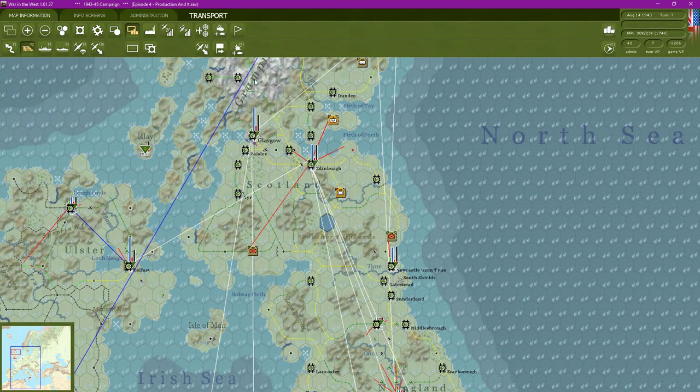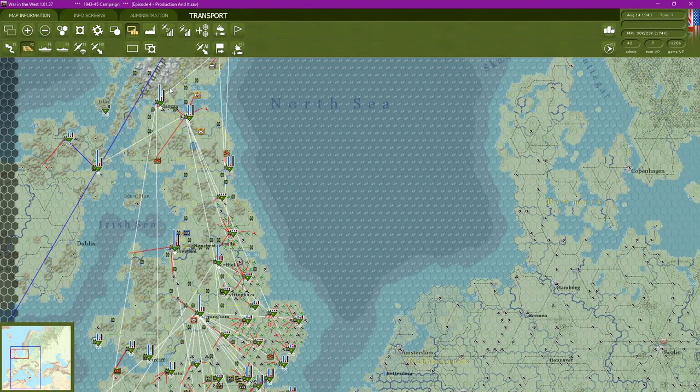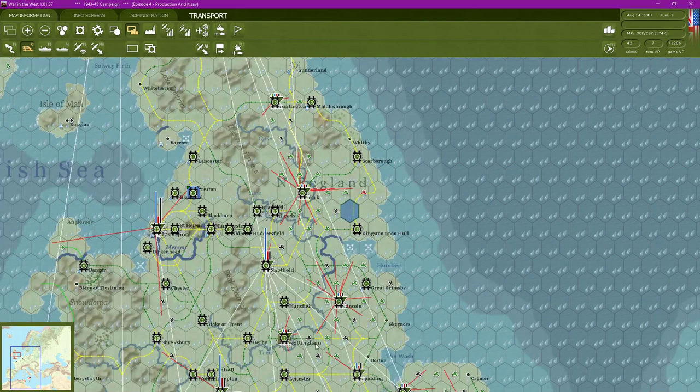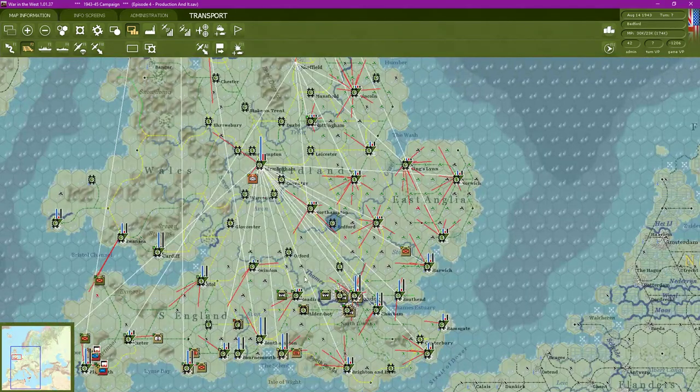By the way, blue lines represent freight being sent by port. White lines represent freight being sent from depot to depot, i.e. from port depot to non-port depot, or just depot to depot, basically. Red represents supply being sent from depot to units, so that's something to clarify. So we don't have any highly stressed networks.